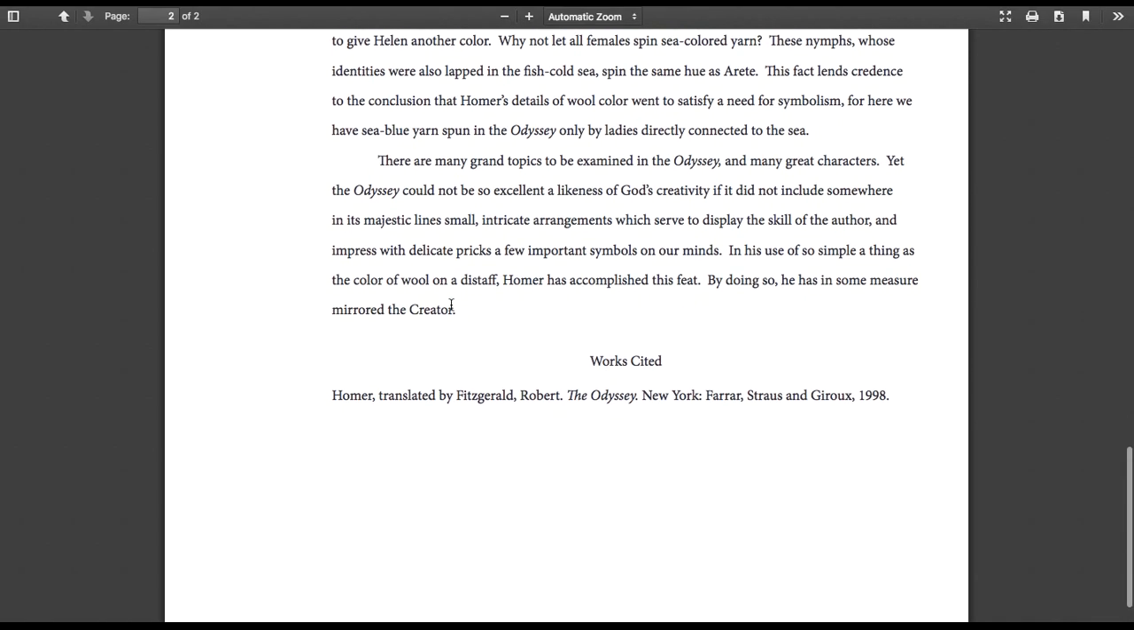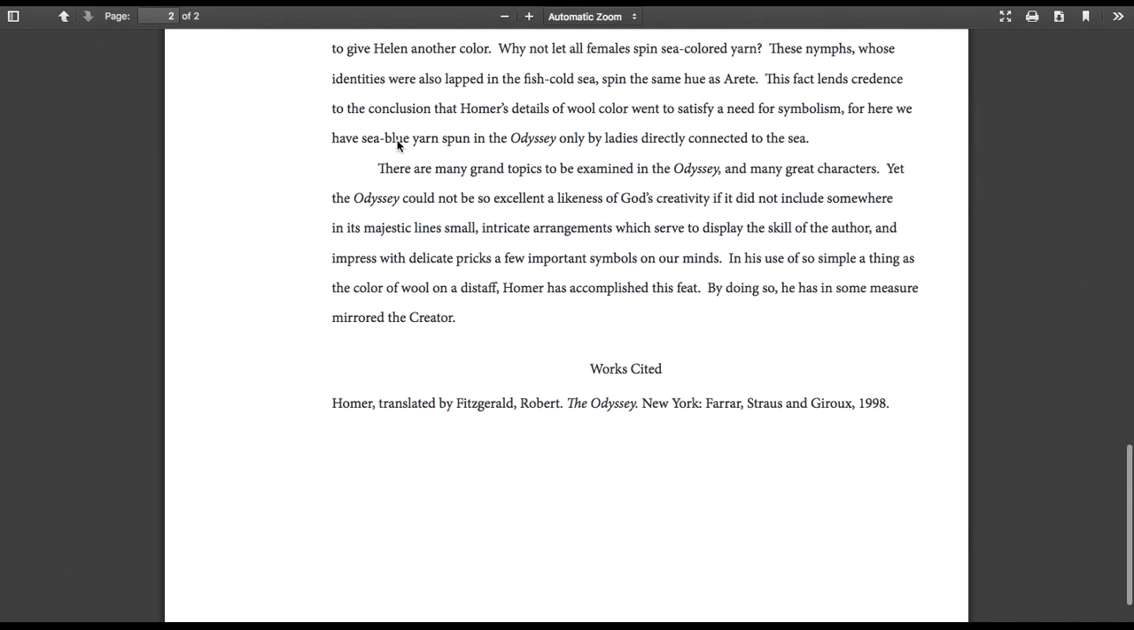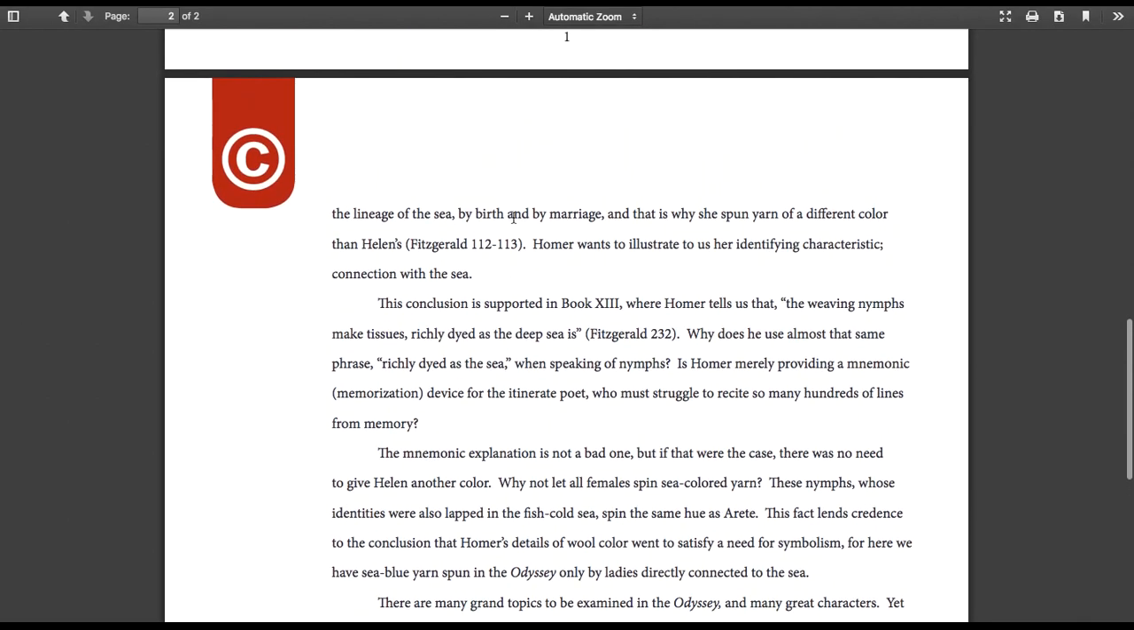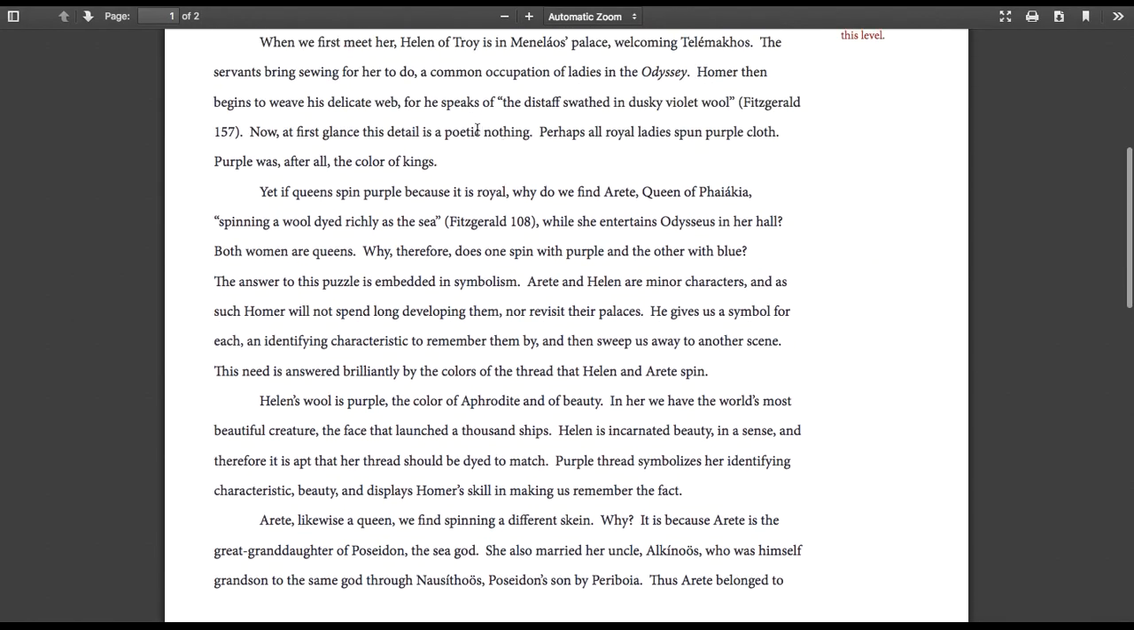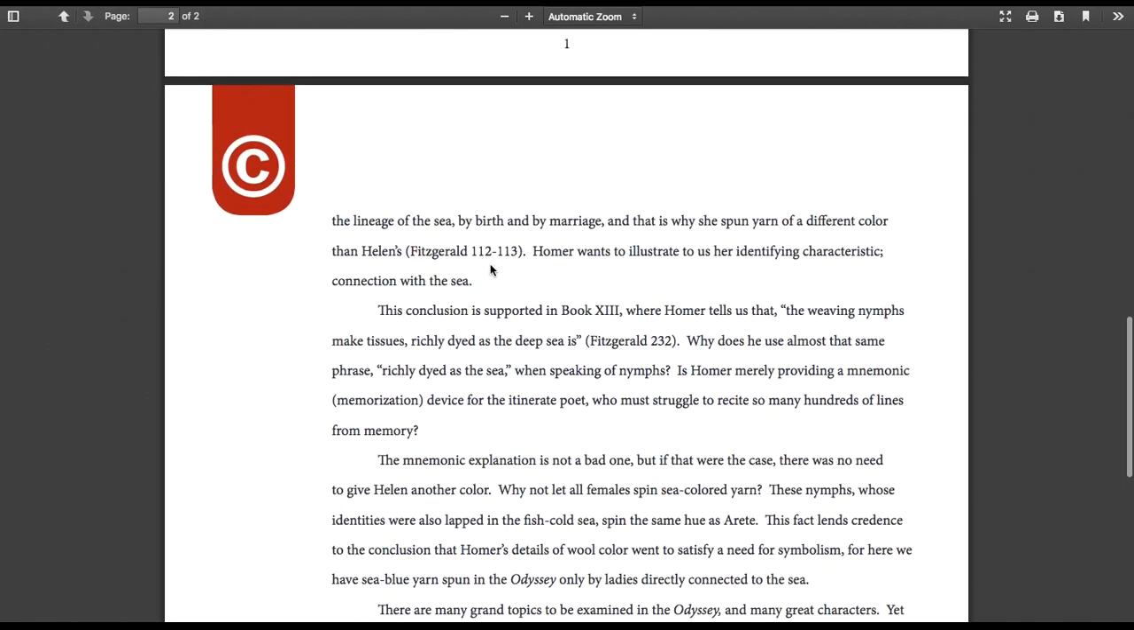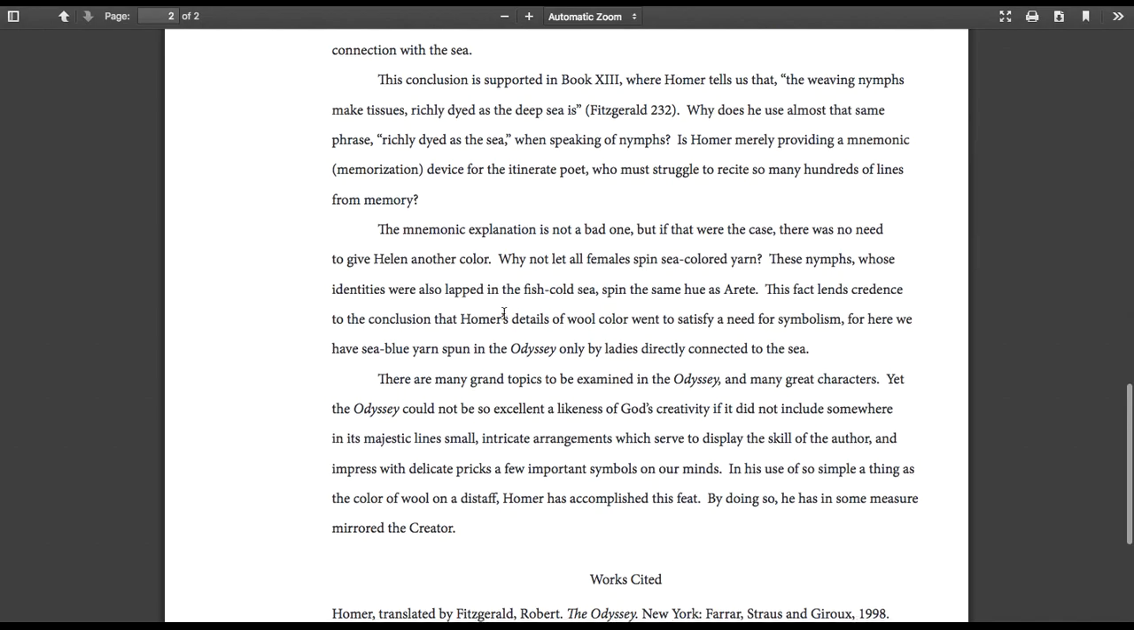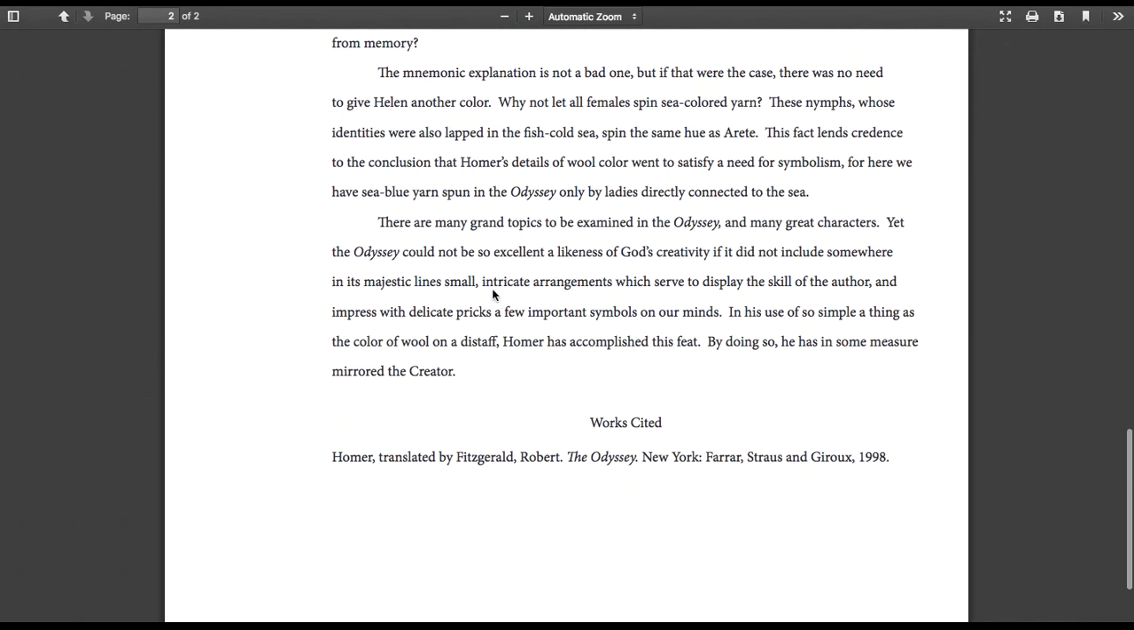So let's just look quickly at the author's conclusion. A lot of these paragraphs follow that same structure that the first one did, the structure we're going over and practicing. And then they conclude with this.